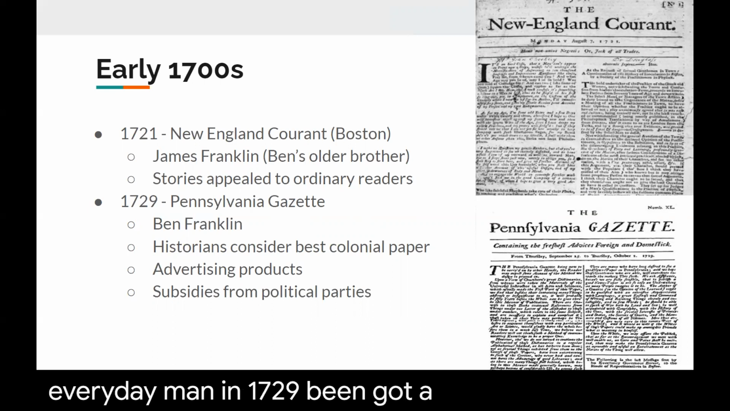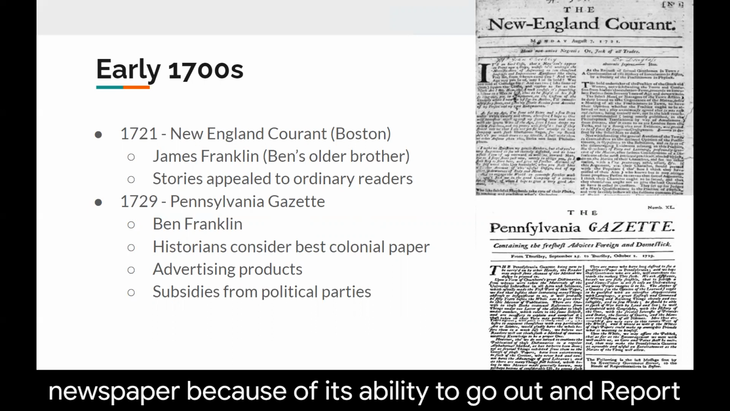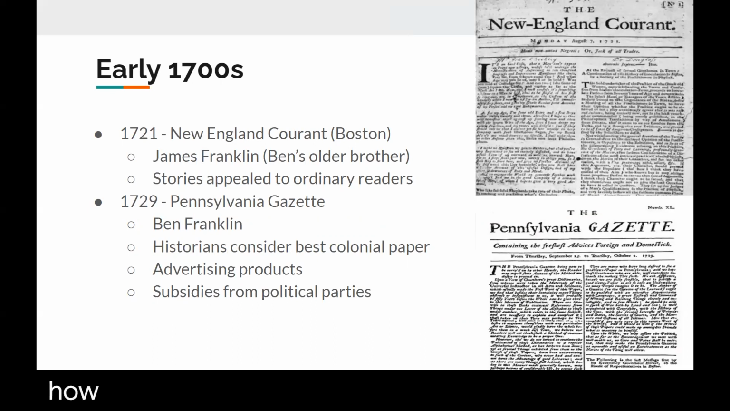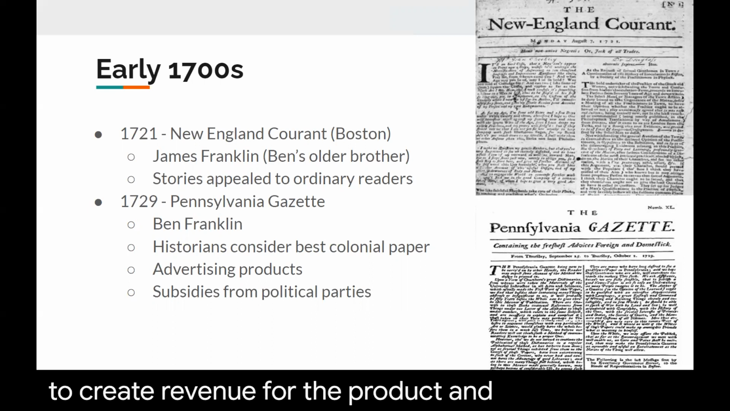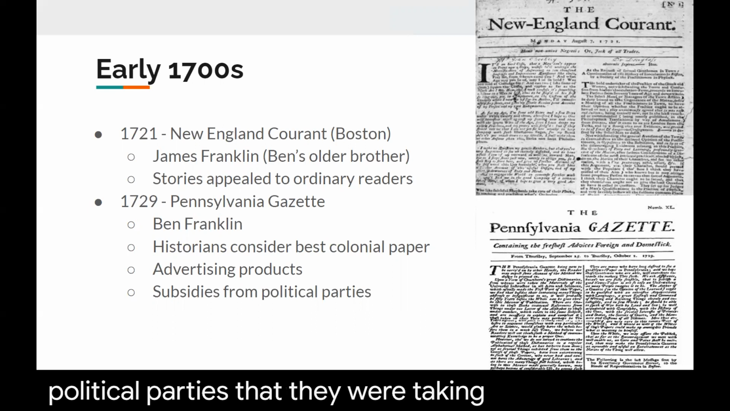In 1729, Ben got a little sibling rivalry and decided to start his own paper, the Pennsylvania Gazette. And historians consider this the best colonial newspaper because of its ability to go out and report original news. It's really one of the key examples of how American early journalism really shaped the way that we think of journalism today. It was also one of the first to include advertising for products within a newspaper in order to create revenue for the product. And the newspaper also took subsidies from political parties, which meant that they really could not anger the members of the political parties that they were taking money from.